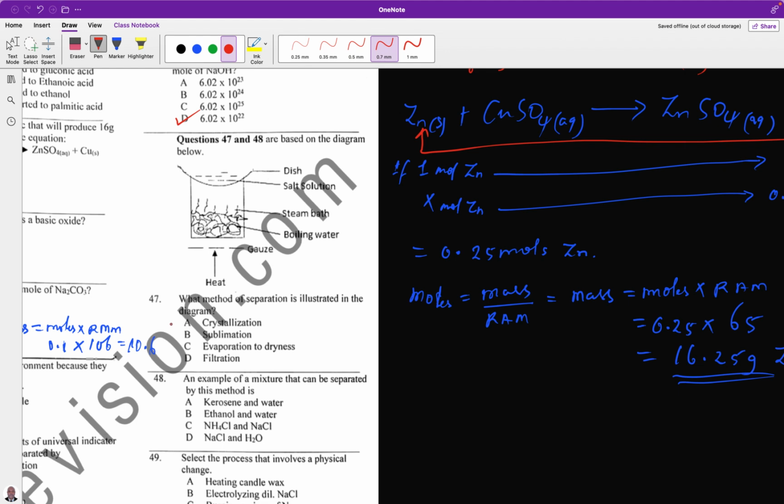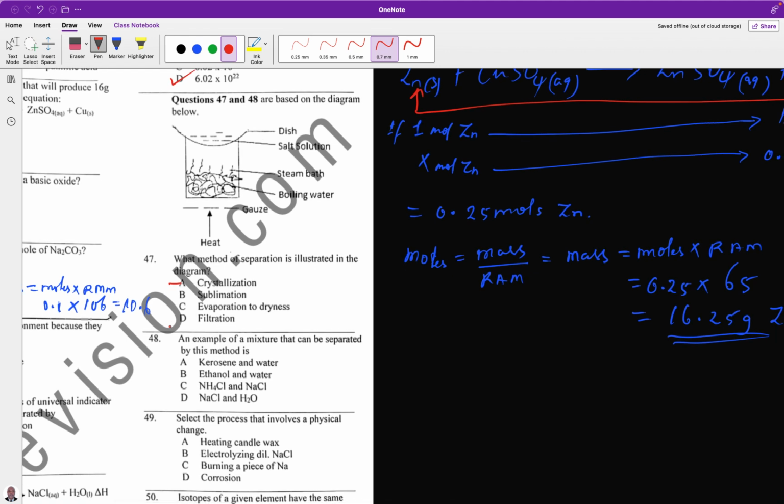Question 48: an example of a mixture that can be separated by this method. Is it kerosene and water? No. Ethanol and water? No. Ammonium chloride and sodium chloride? No. D, sodium chloride and water. D is the right answer for separating water and salt.